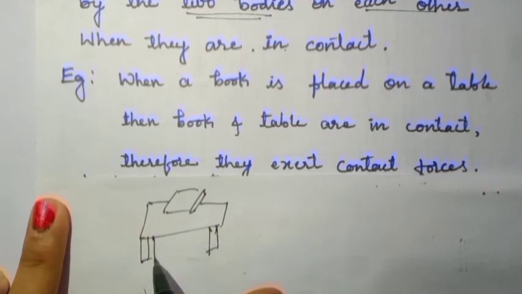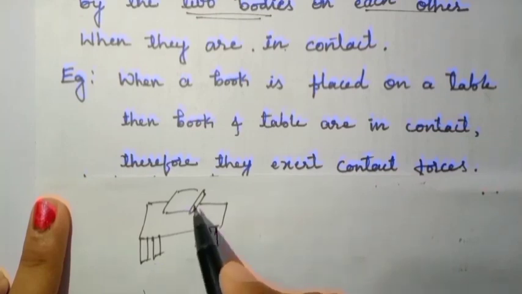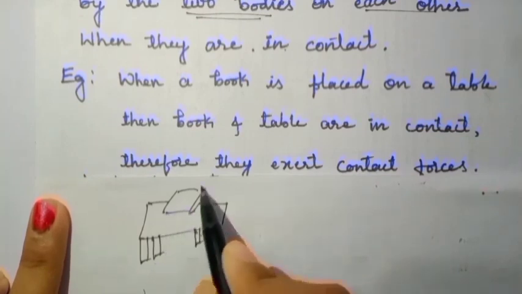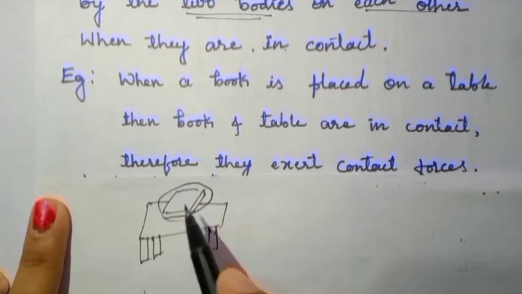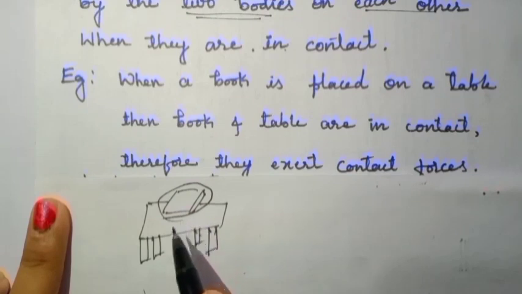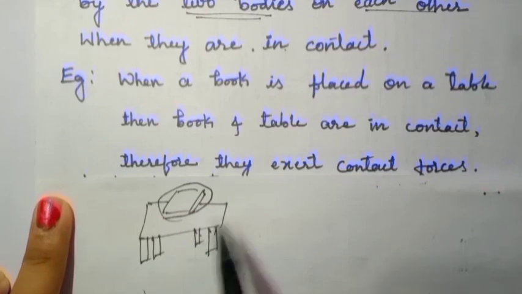Here I have tried to draw the table. Okay, so here is a table, and on this table I have placed a book. Here what is happening? The surface of the textbook is in contact with the surface of the table, and as those two objects are in contact, there is a force exerted, and to that kind of force we call it contact force.